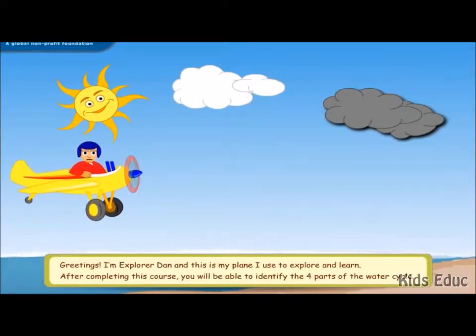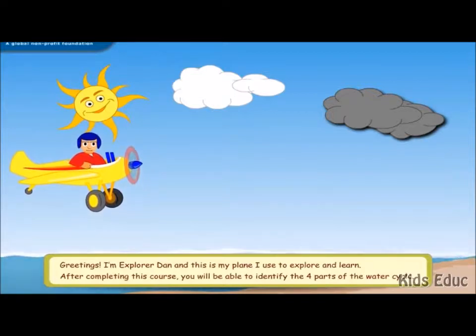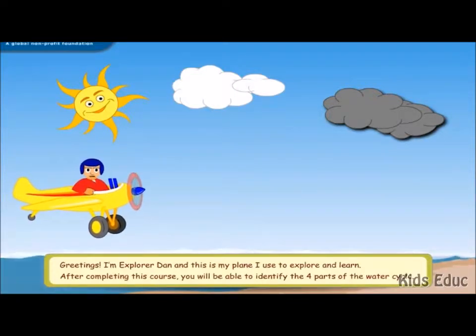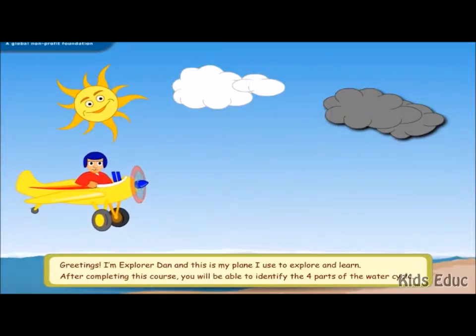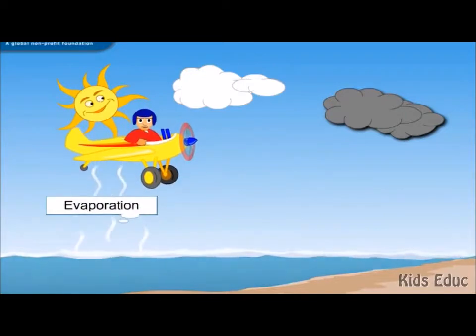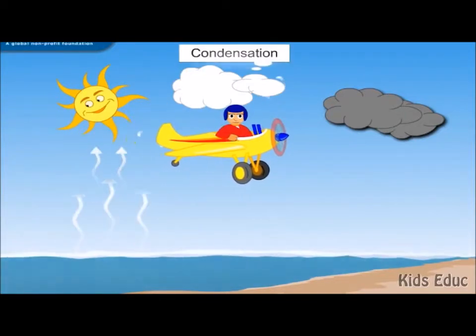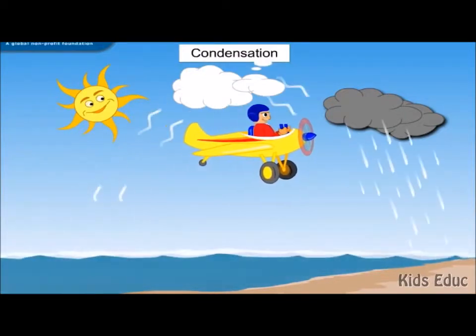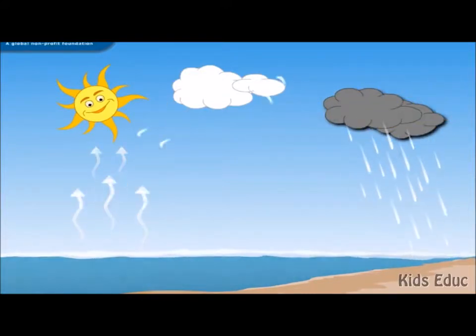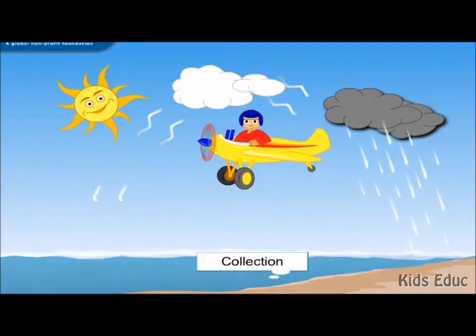Greetings! I'm Explorer Dan, and this is my plane I use to explore and learn. After completing this course, you will be able to identify the 4 parts of the water cycle. They are evaporation, condensation, precipitation, and collection.